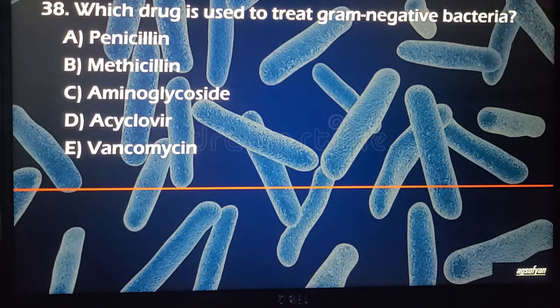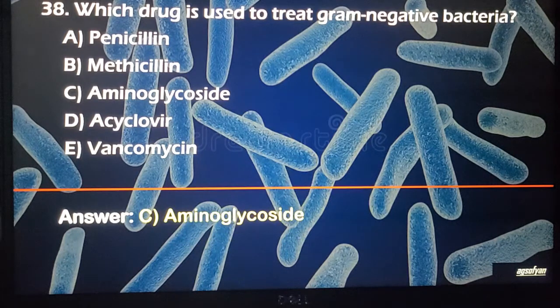Number 38. Which drug is used to treat gram-negative bacteria? A. Penicillin, B. Methicillin, C. Aminoglycoside, D. Acyclovir, or E. Vancomycin. Choose your answer. Yes, the answer should be aminoglycoside. Remember, penicillin, methicillin, vancomycin, they are usually used for gram-positive bacteria. Acyclovir is for virus. So the best answer is aminoglycoside.